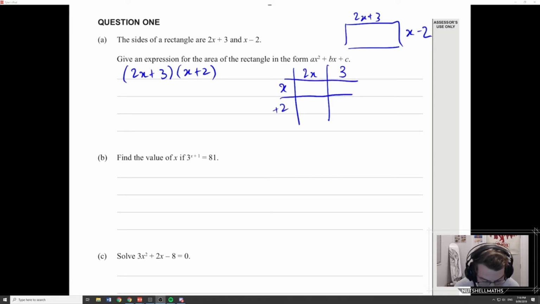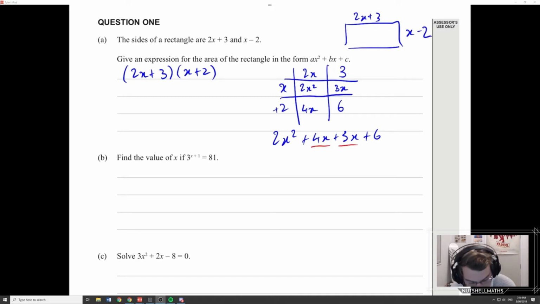So we're going to do this bit by bit. 2x times x is going to make 2x squared. 3 times x makes 3x. 2x times 2, 4x. And 2 times 3 is 6. Now I grab every piece of this. I got 2x squared plus 4x plus 3x plus 6. You can see that these two are like terms, so I can combine it. 2x squared plus 7x plus 6.